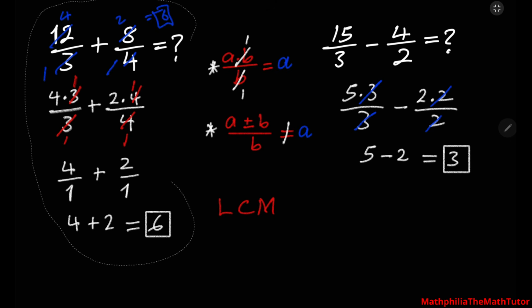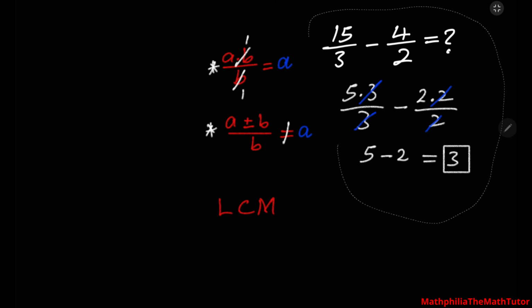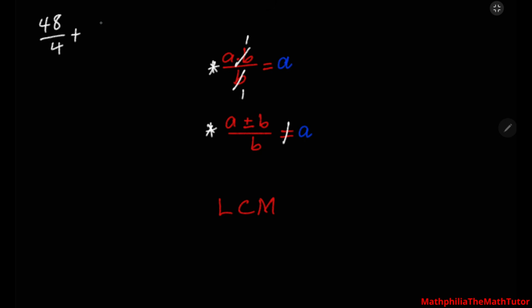Let me clear the board, okay? And then here too. Okay, what about when we have 48 divided by 4 plus 21 divided by 3 minus 10 divided by 5?